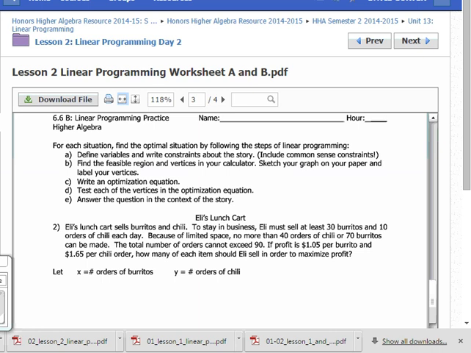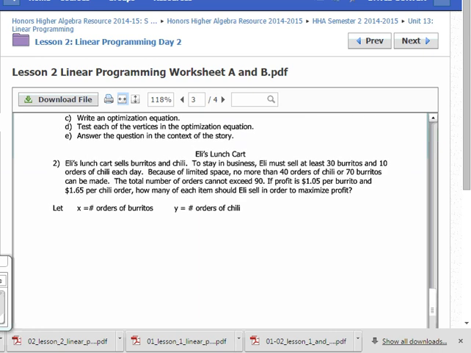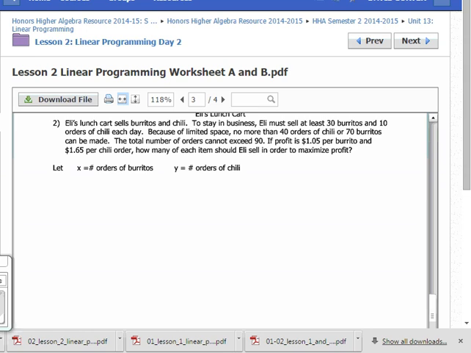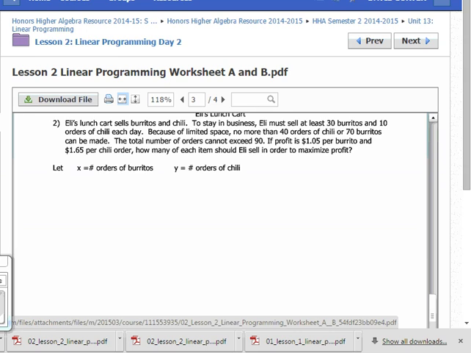All right, so they sell burritos and chili. To stay in business, they must sell at least 30 burritos. That sounds like an equation. So right away, I'm going to go grab my pen and go, okay, burritos. Let's see if I can write if it's in a PDF. Not right now. Maybe if it's in PDF form.